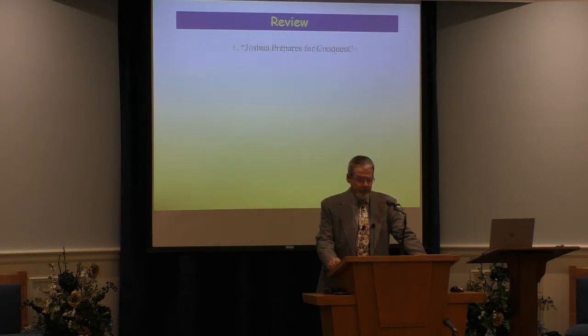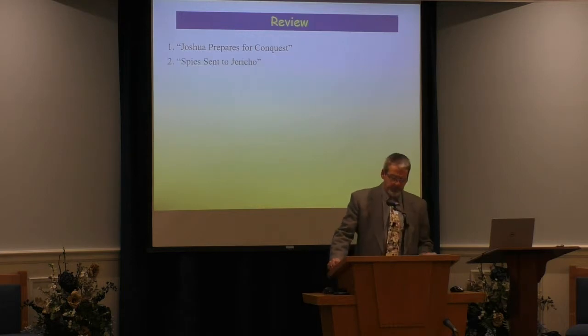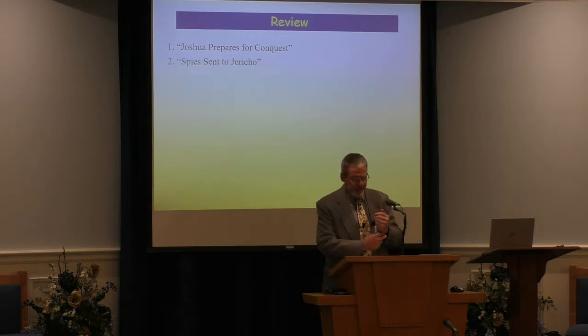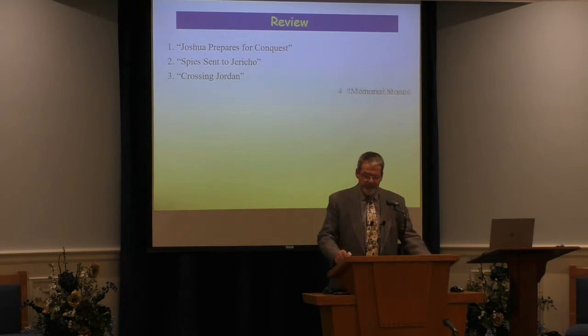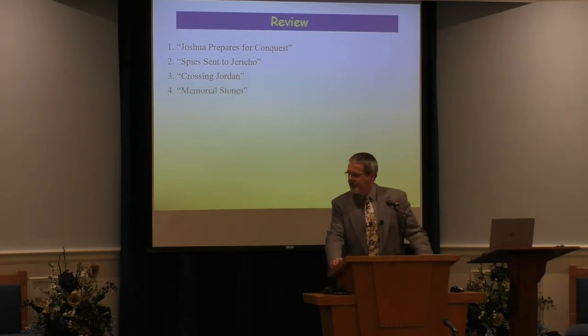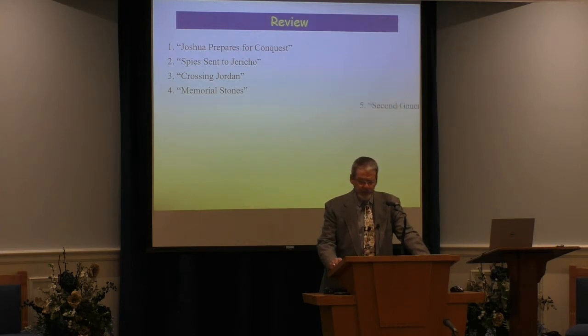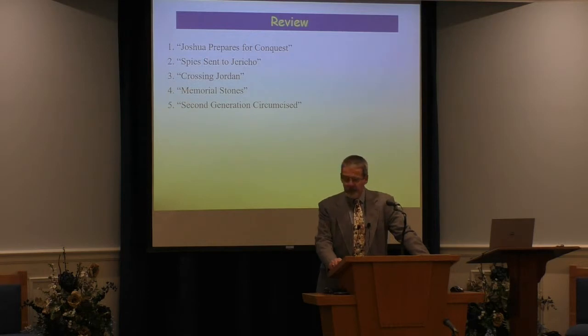Chapter 1 was about Joshua preparing for the conquest. Chapter 2 had to do with sending spies out to Jericho. Chapter 3 was the crossing of the Jordan. Chapter 4, the memorial stones, as they crossed over the Jordan and set up stones in two different places. Chapter 5, once they get across to Gilgal, they circumcise the second generation, which is testimony they have not been doing what they should have been doing in the wilderness.